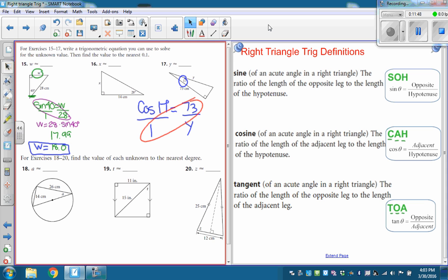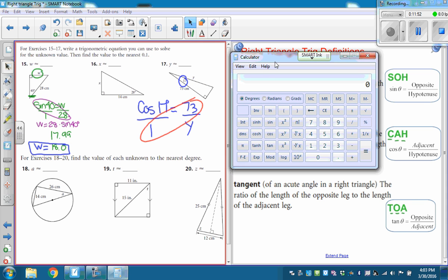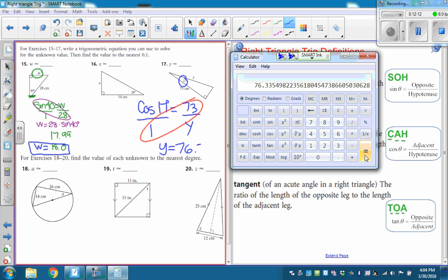So I pick up the calculator, and I do 73 times 1, which is 73, divided by the cosine of 17. And I get 76.335, so to the nearest tenth, y is 76.3. And the units would be centimeters here and centimeters over here, by the way.